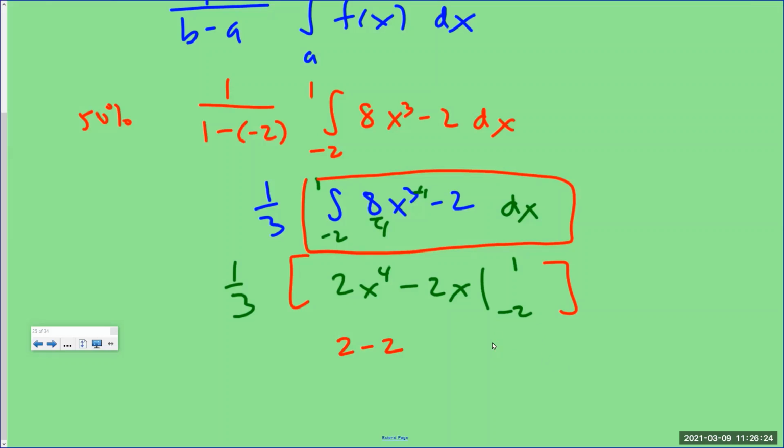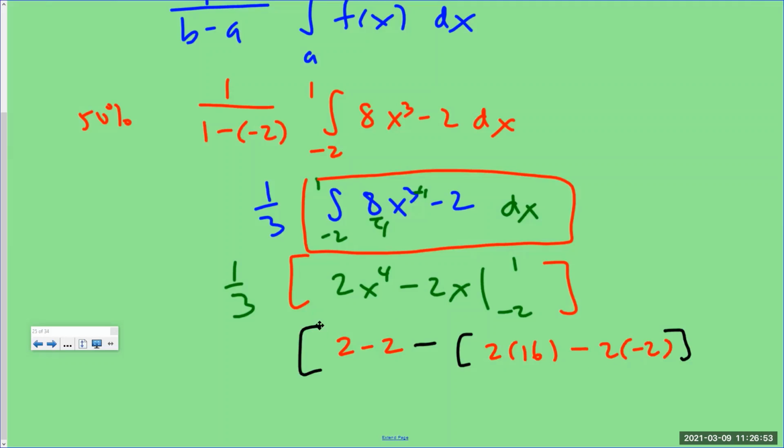2 times 16. Let me write that. Minus, okay, 2 times negative 2. Do you see that? I'm plugging in the negative 2. Okay, first you plug in the 1. Then you plug in the negative 2. Then you do what, guys? Then you slap a minus sign. But make sure you understand, there are 2 terms here. So when you slap a minus sign, it's minus this whole thing on the right. It's not just minus this first term. It's minus the whole thing when you plug in negative 2.